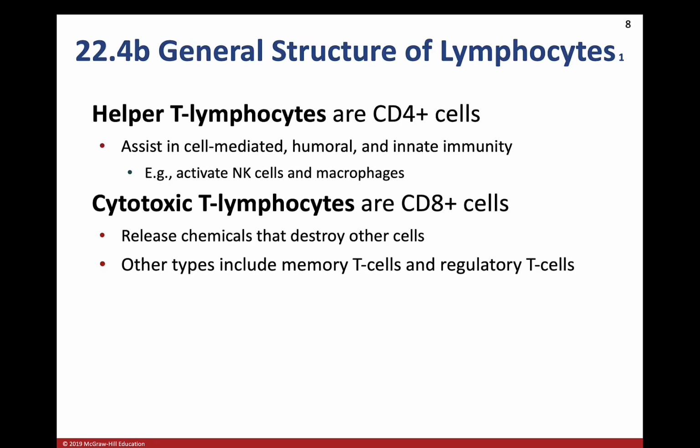Now, we're going to have two general types of lymphocytes as we've addressed previously. I am not going to hold you responsible for differentiating between CD4 or CD8, but that does refer to a protein that's associated with these lymphocytes. Helper T cells assist in cell-mediated, humoral, and innate immunity, and what they eventually do will activate natural killer cells and macrophages.